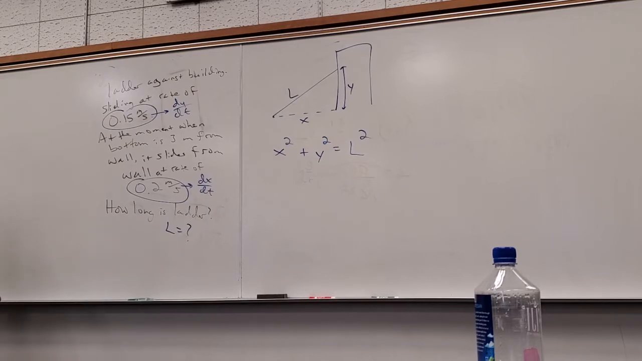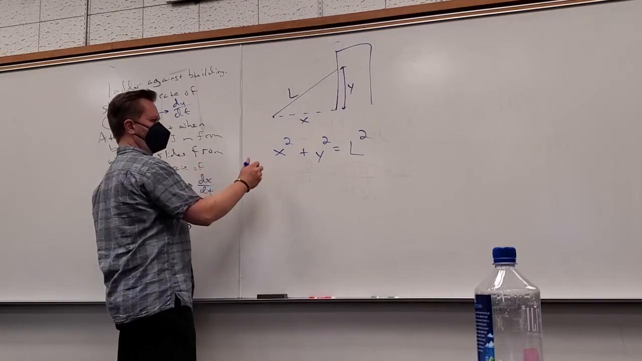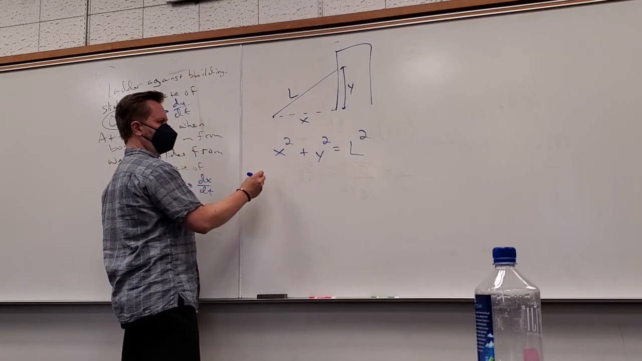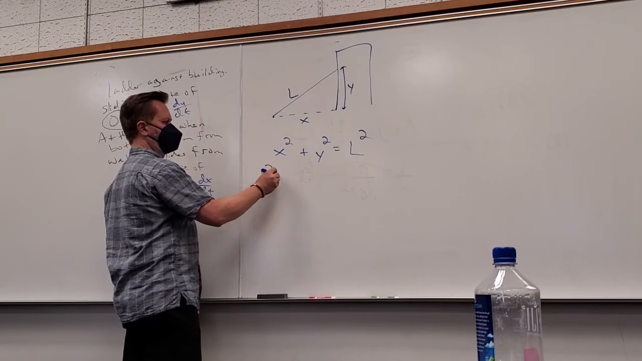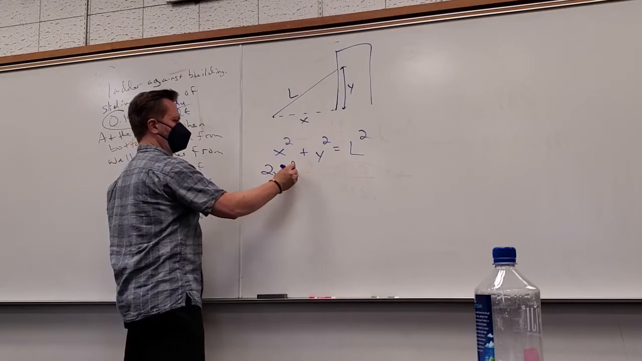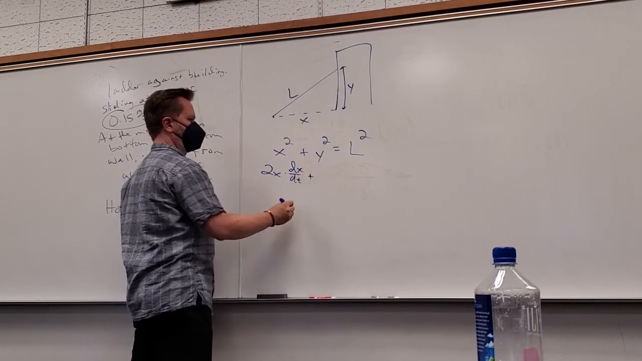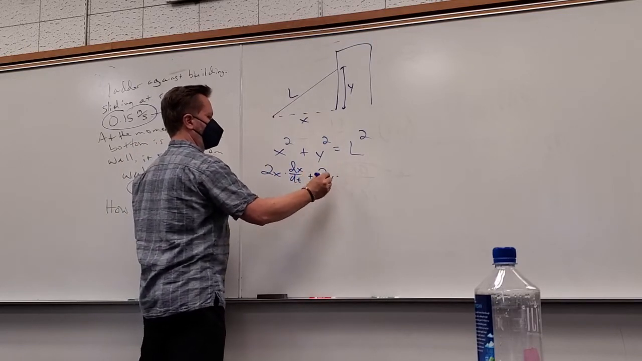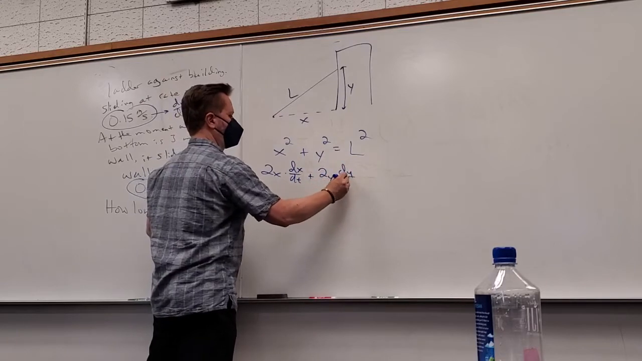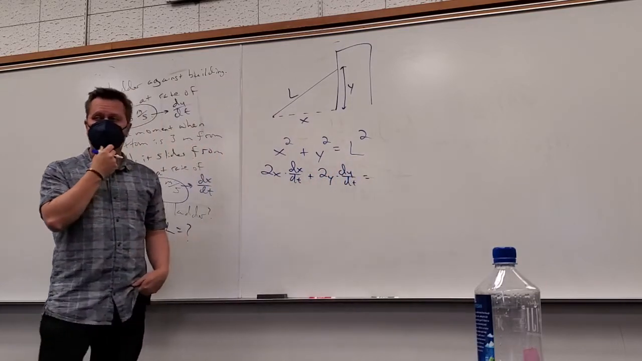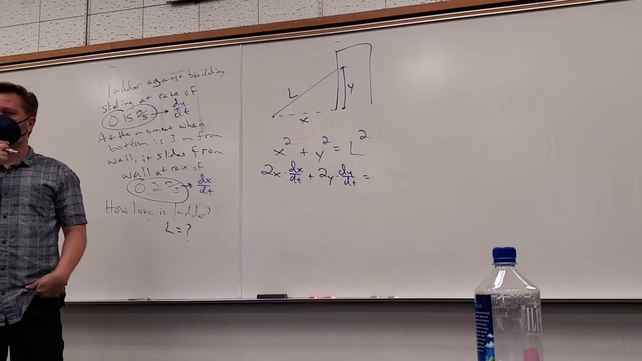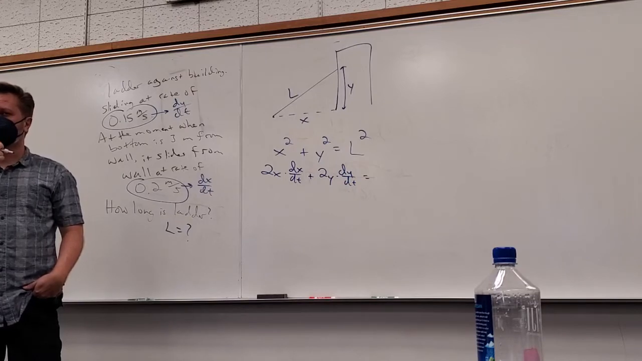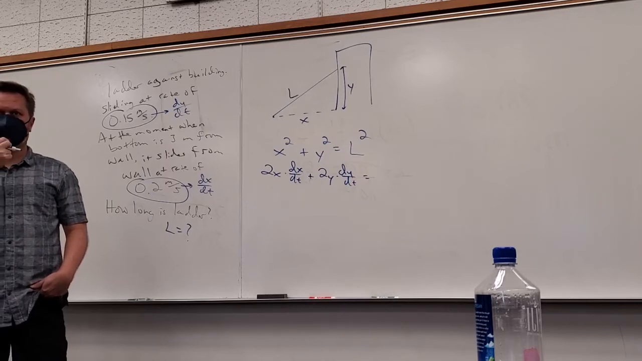Okay, what do you do now? All right. 2x dx/dt plus 2y dy/dt equals the derivative of L squared. Wait. Is the ladder's length changing over time? No. So when I take it through, do I get zero?